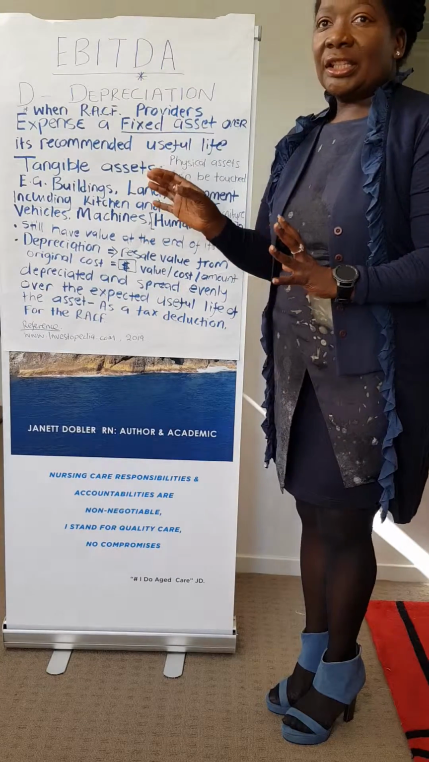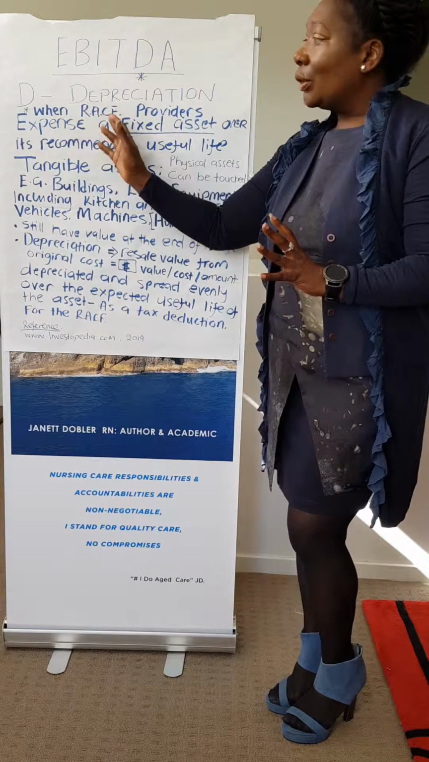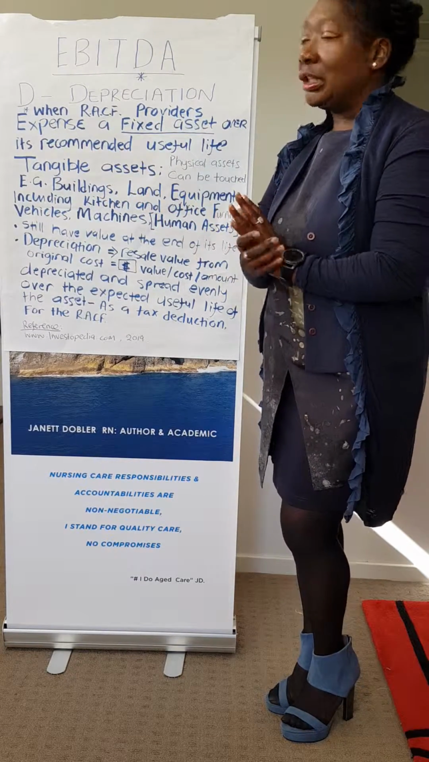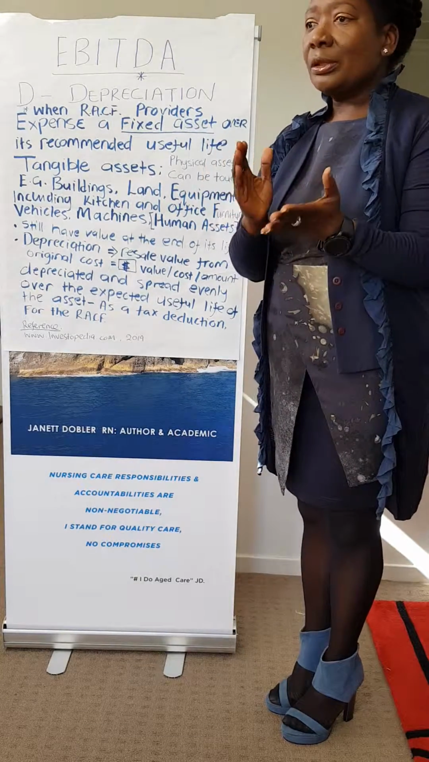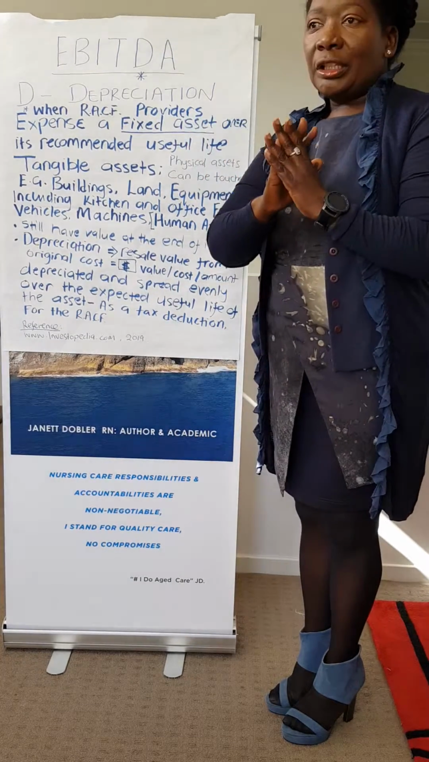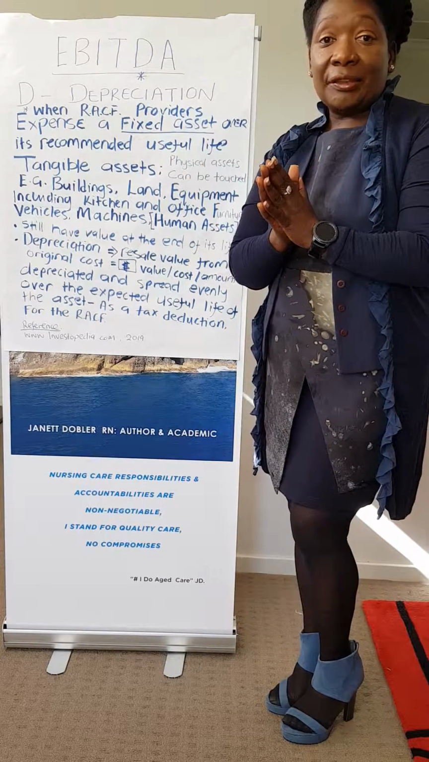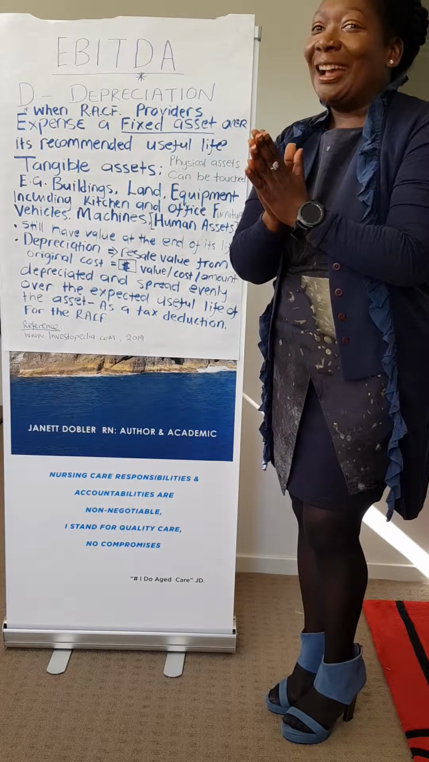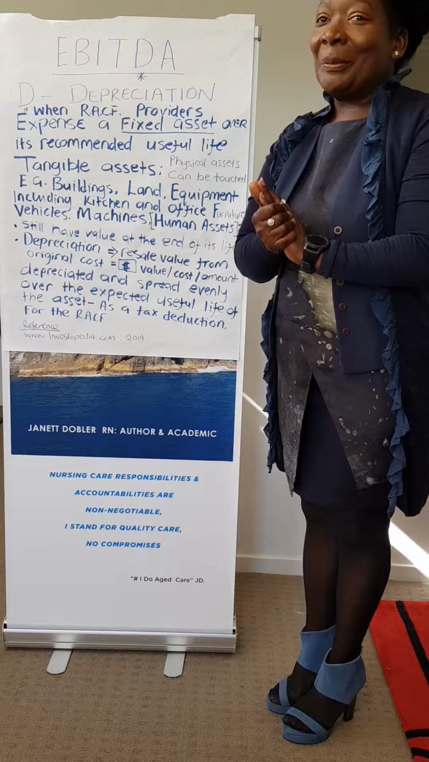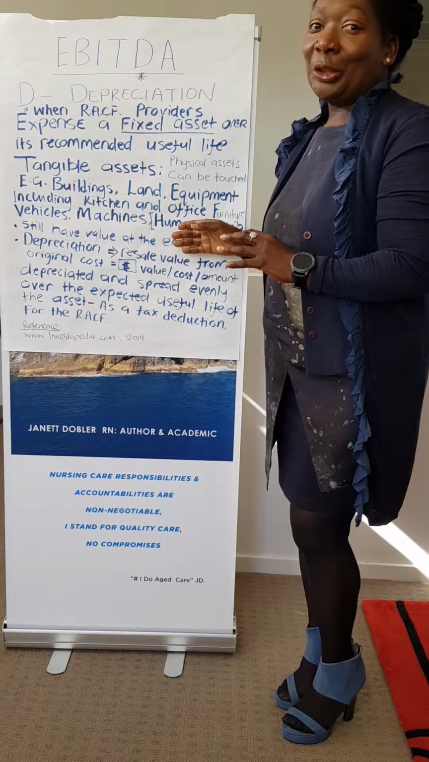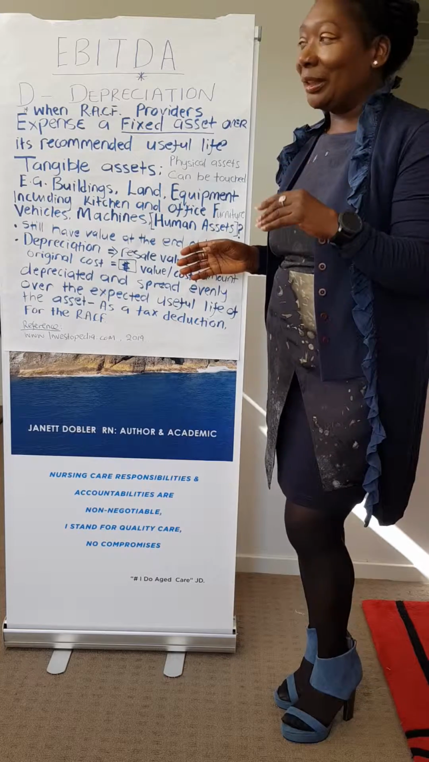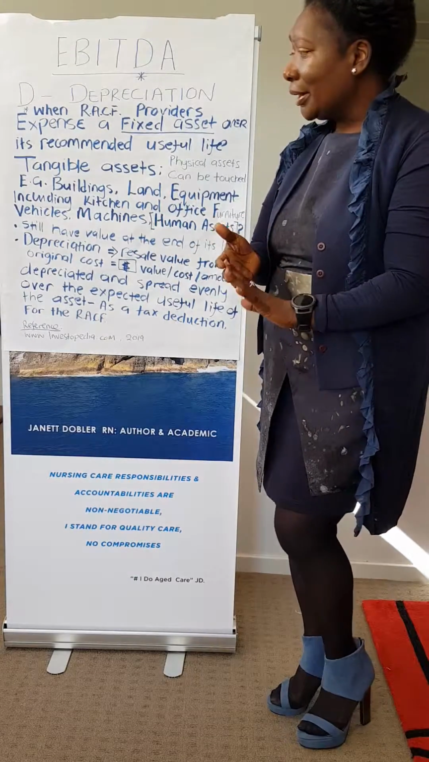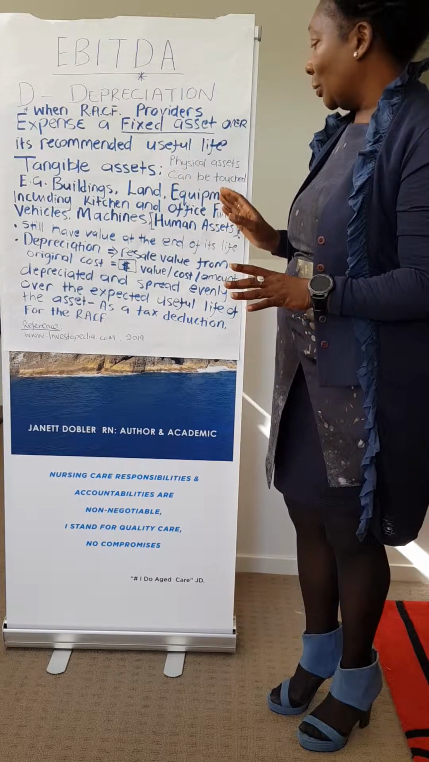Now, depreciation is when residential aged care facility providers expense a fixed asset over its recommended useful life. So what they do is they look at all the tangible assets they've got. Sorry, this is so funny because I'm just looking at the human aspect part of it. I'm jumping the gun, but what they do is they look at every tangible asset they've got. So these are physical assets, things that you can touch.